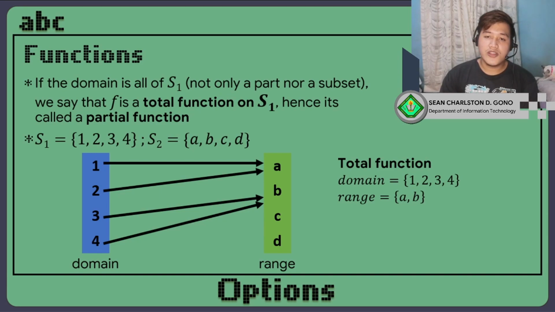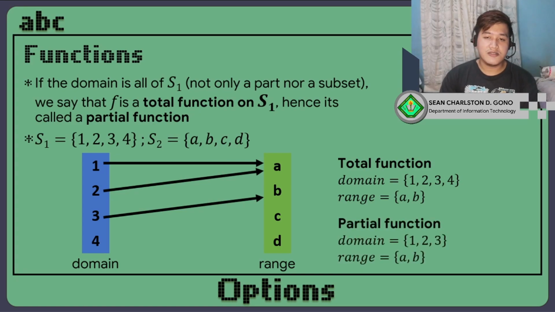What if, for example, the function uses only 3 of the elements inside set 1? So that is what we call the partial function. It doesn't matter how many elements inside the range is used by the function. As long as the function uses all the numbers, it is called the total function. And if not, it's called a partial function.